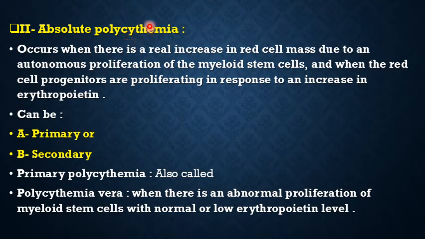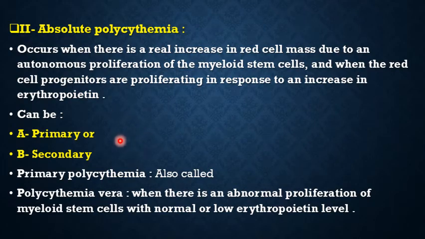Absolute polycythemia. This is a real one because there is a real increase in the red blood cell mass due to autonomous proliferation of the myeloid stem cell, and when the red cell progenitors are proliferating in response to an increase in erythropoietin. In such a case, the erythropoietin increases, so it will lead to proliferation of the myeloid stem cell and the red blood cell progenitors are proliferating in response to it.